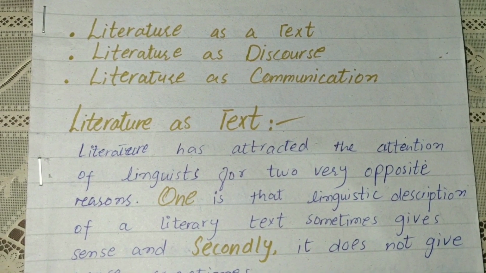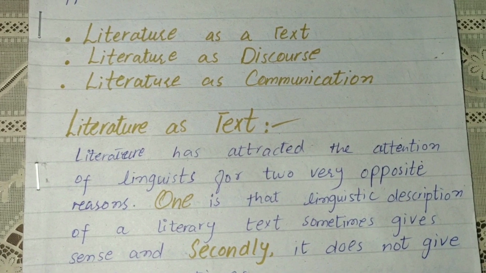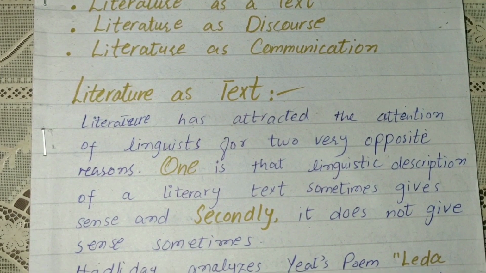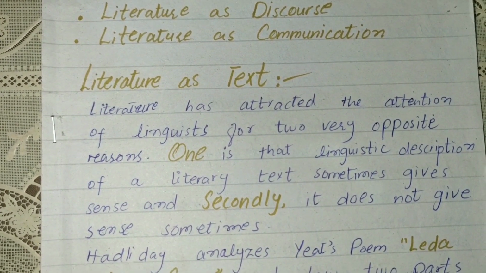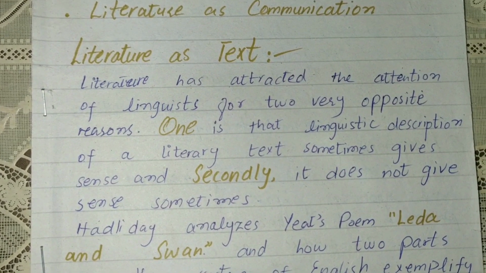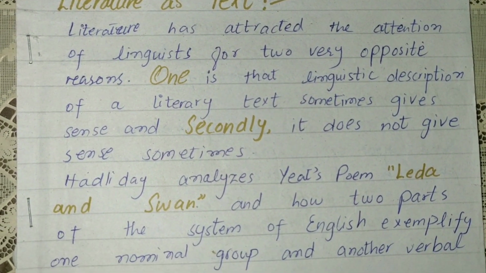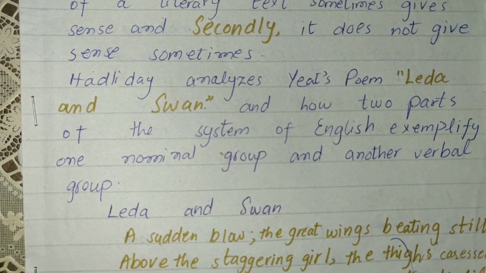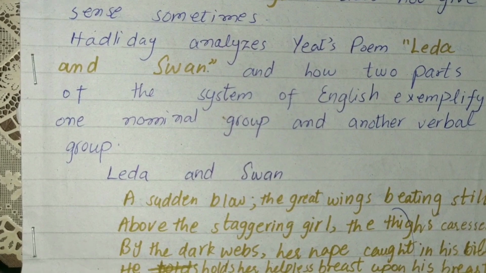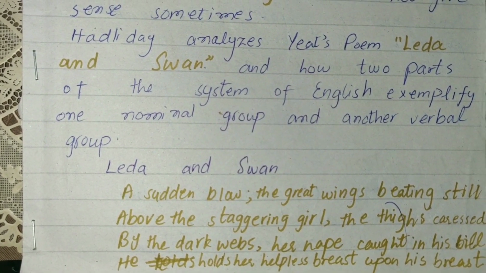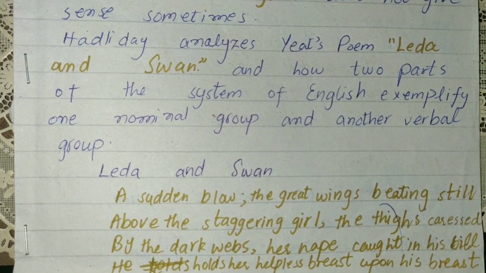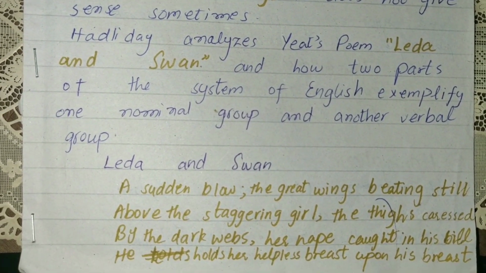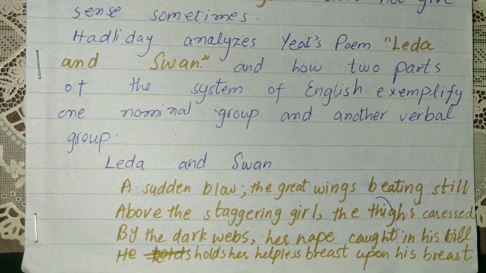One is that linguistic description of a literary text sometimes gives sense, and secondly, it sometimes does not give sense. Hadley analyzes Yeats's poem Leda and the Swan, and how two parts of the system of English exemplify one nominal group and another verbal group. Leda and the Swan: a sudden blow, the great wings beating still above the staggering girl, the thighs caressed by the dark webs, her nape caught in his bill, he holds her helpless breast upon his breast.